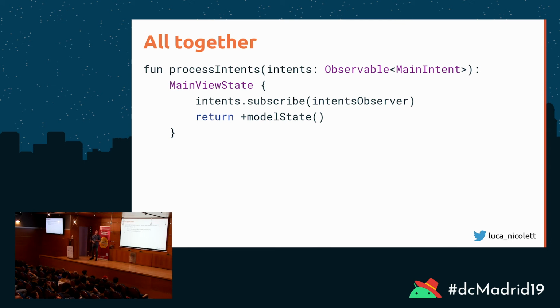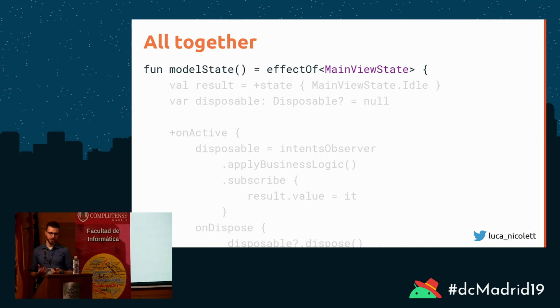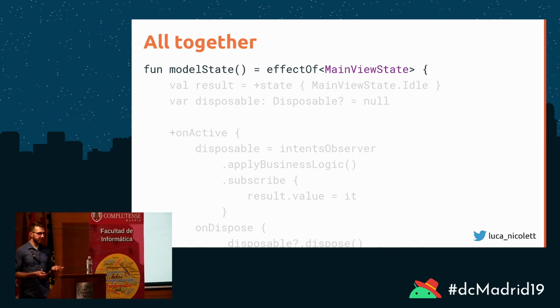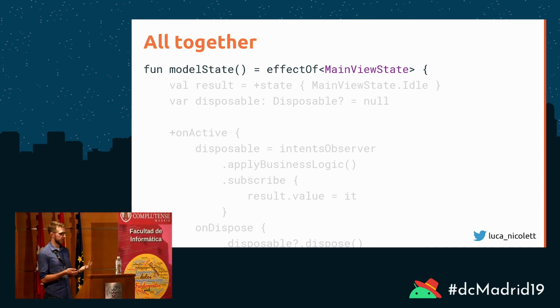This process intent accepts some intents, which is an observable on the intents of that screen, and returns us a state. As soon as we receive these intents, we subscribe to them, providing an intent observer, and we return a model state. This model state is an effect on the view state of that screen. And this effect is a positionally memoized computation of the view state. So at the end, we're returning a view state.